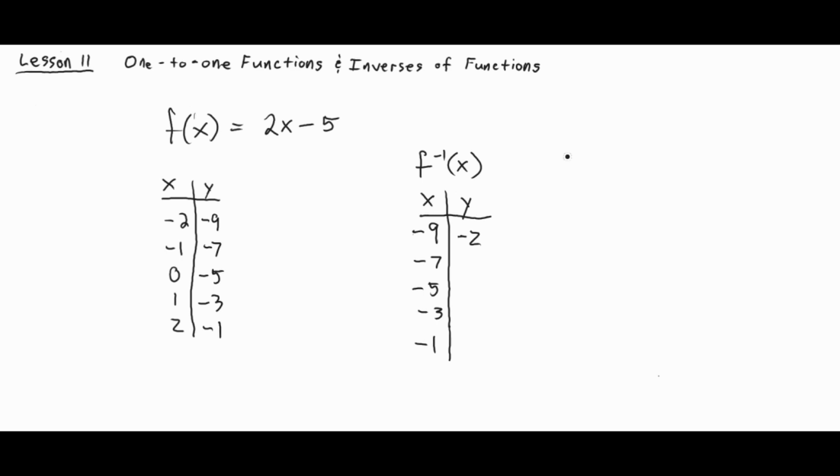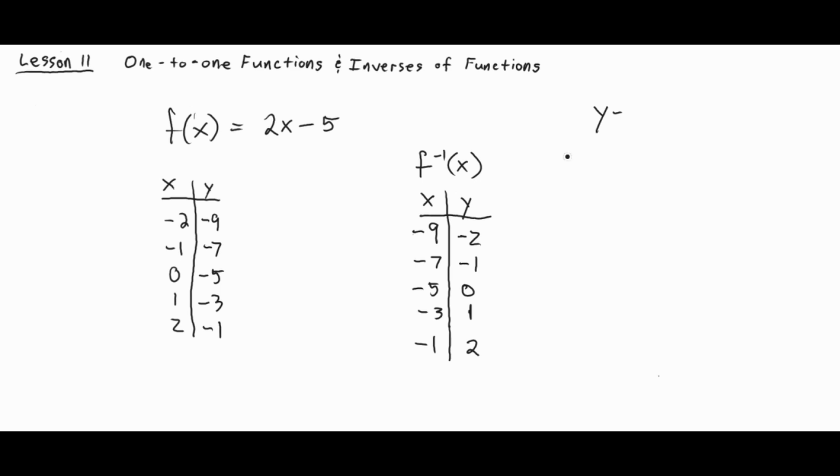If I plug -7 into f inverse of x, I should get -1 as an answer. If I plug in -5, I should get 0. If I plug in -3, I should get 1. And if I plug in -1, I should get 2. And now I'm going to show you that this is indeed the case by transforming 2x minus 5 into its inverse. So here's the procedure.